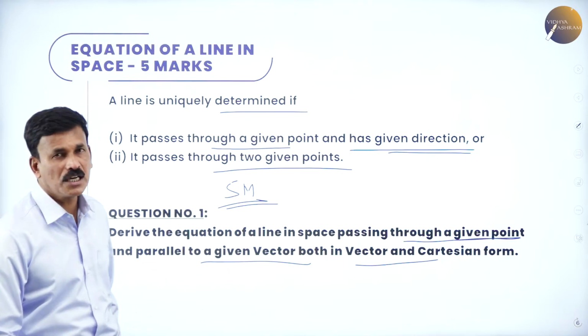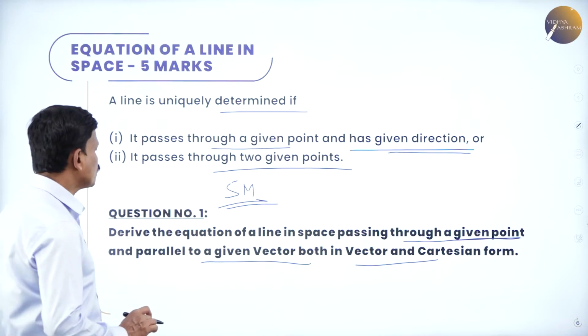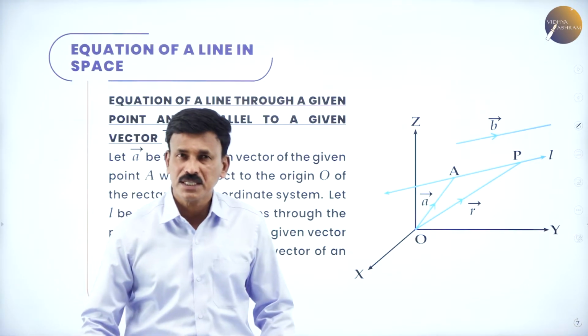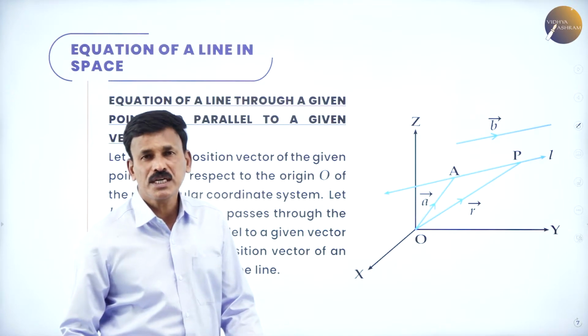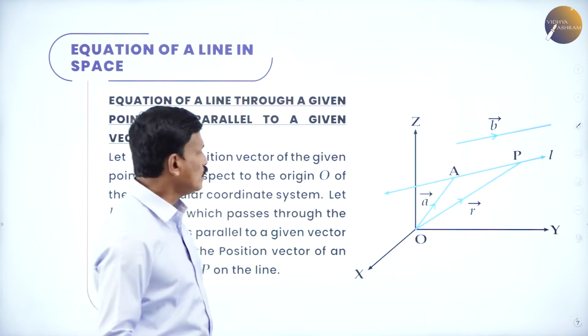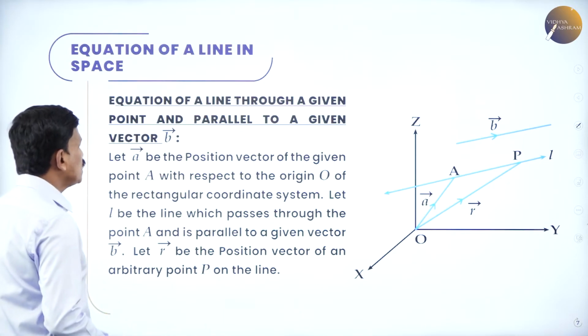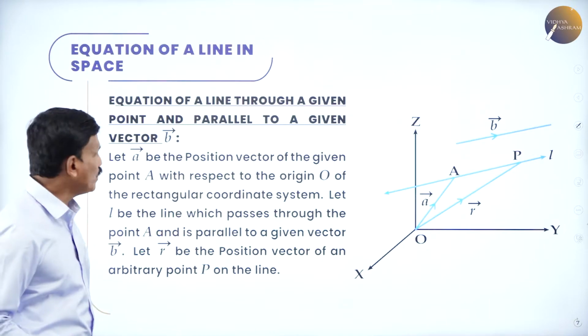Now let us derive this, the proof. So the diagram is very important. In the examination you have to draw the diagram. If you do it without a diagram, you won't get the marks. So the diagram is very important. Now, the equation of a line through a given point and parallel to a given vector.